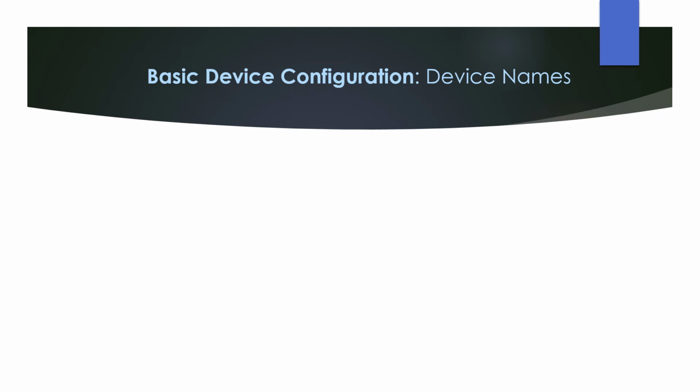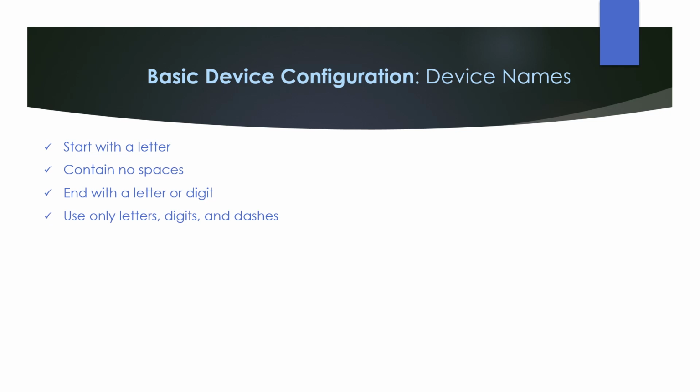Here are some important naming guidelines for the hostname. You have to start with a letter, contain no spaces, and end with a letter or a digit. Use any letters, digits, and dashes, but be sure that it is less than 64 characters in length. An organization must choose a naming convention that makes it easy and intuitive to identify a specific device. The hostname used in the device IOS preserves capitalization and lowercase characters.